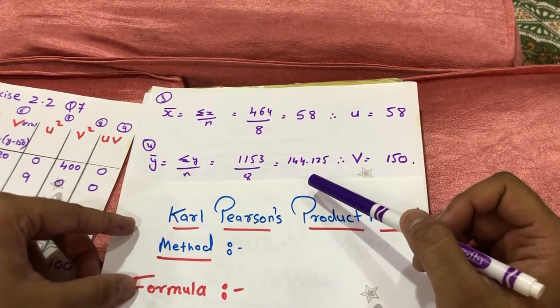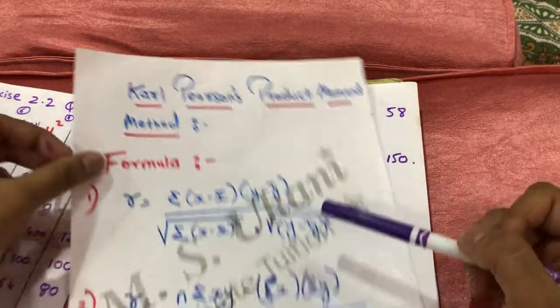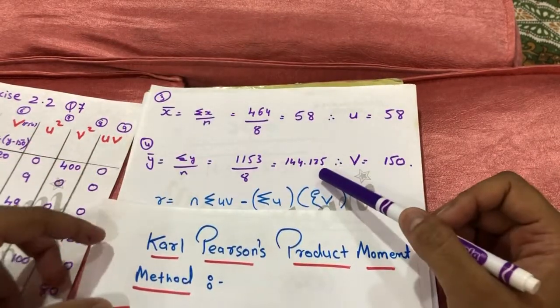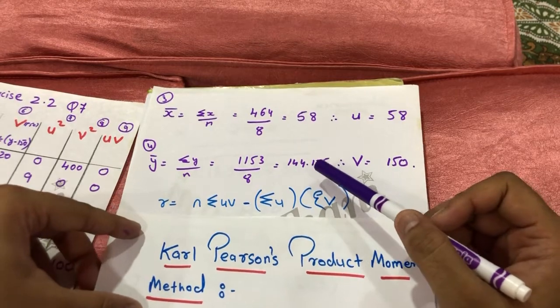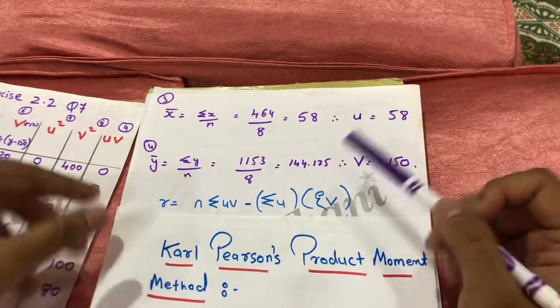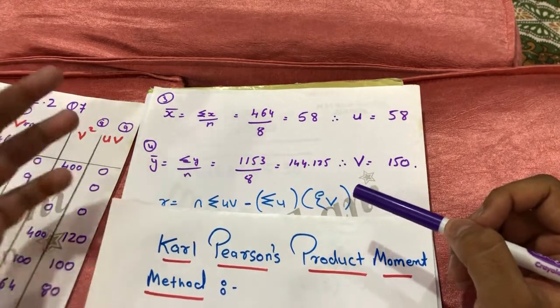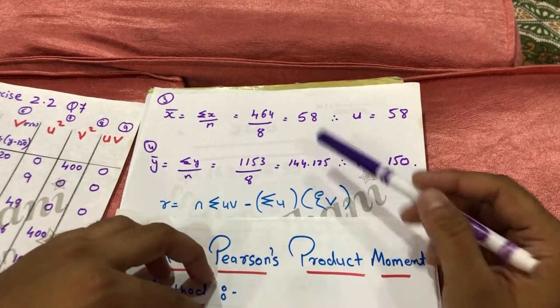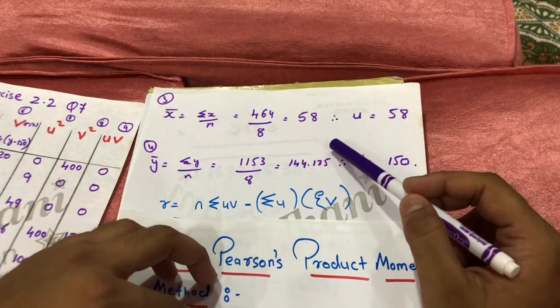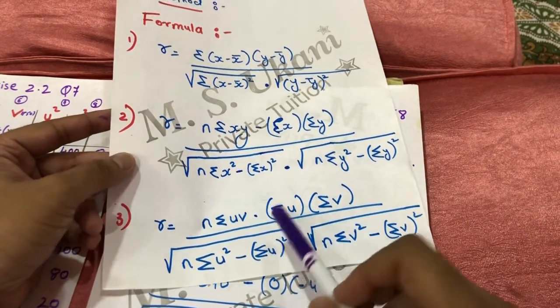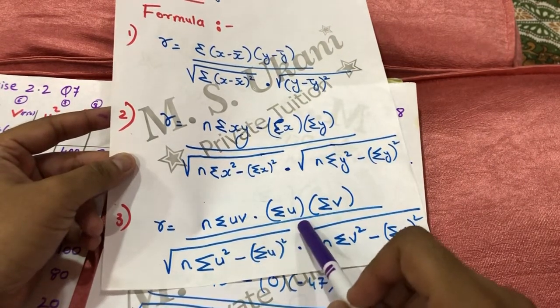So we cannot find it by the first two formulas. This is because the multiplication will become so large. So whenever X bar and Y bar come as large numbers, that is above 100, or one comes as a decimal or another as a whole number, at that time you have to use the third formula for the Karl Pearson, that is the UV method. In this method the numbers become smaller for calculation.